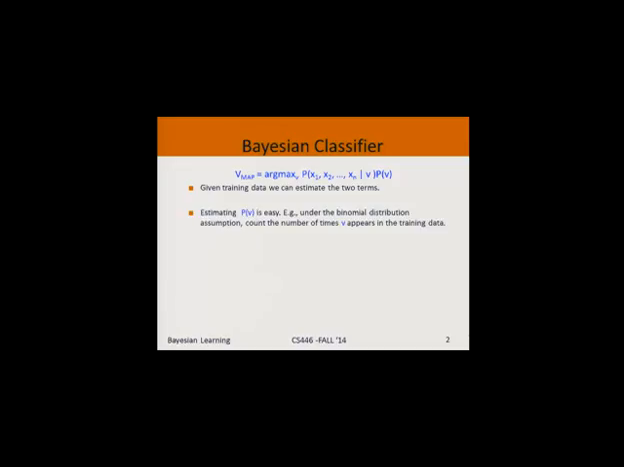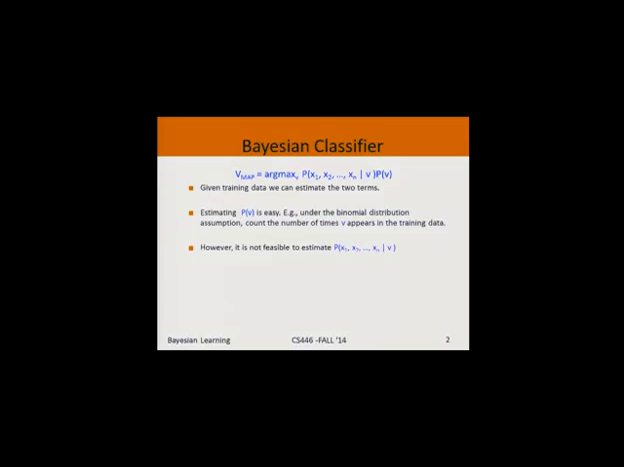So P of V: I have a finite set of labels, maybe a small set of labels. As we said before, if I'm assuming a binomial distribution, for example, all I need to do is count the number of times V appears in the training data, right? So I have 7 labels. Out of 100 examples, I'm going to count how many times each label occurs, and I have P of V, right, under this binomial distribution.